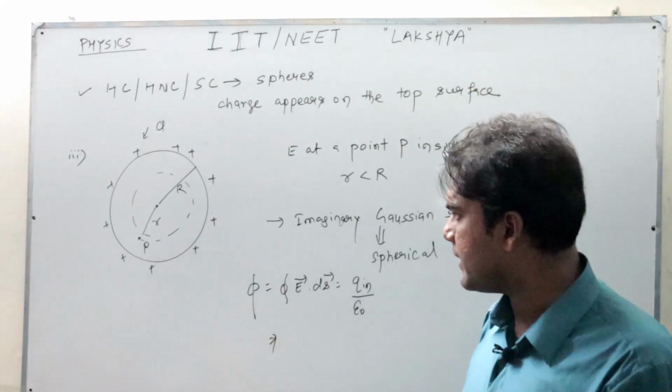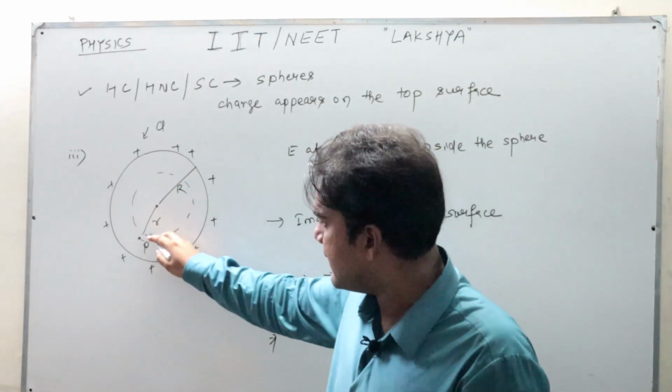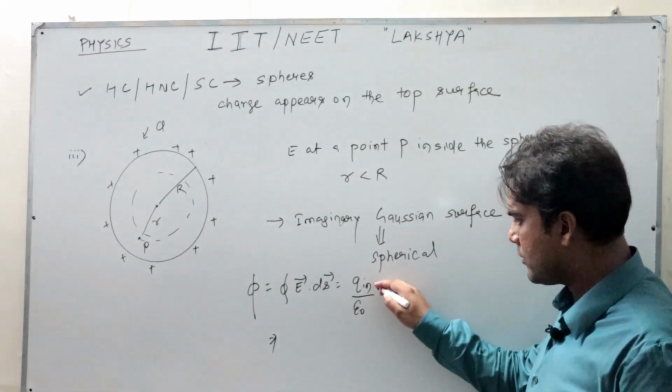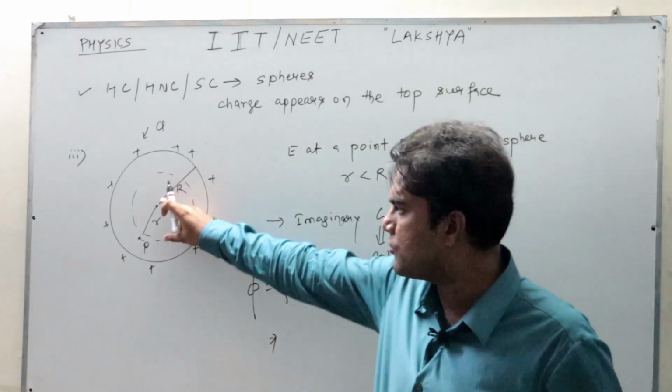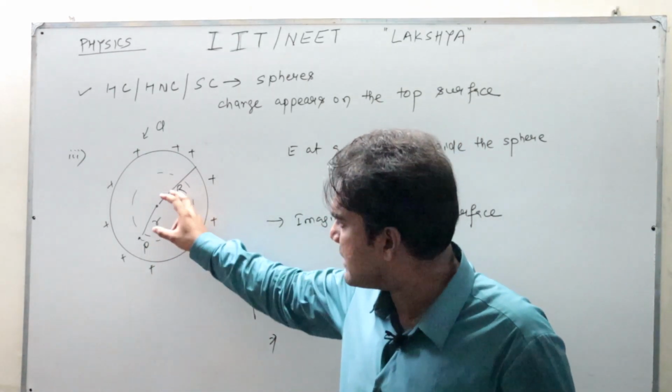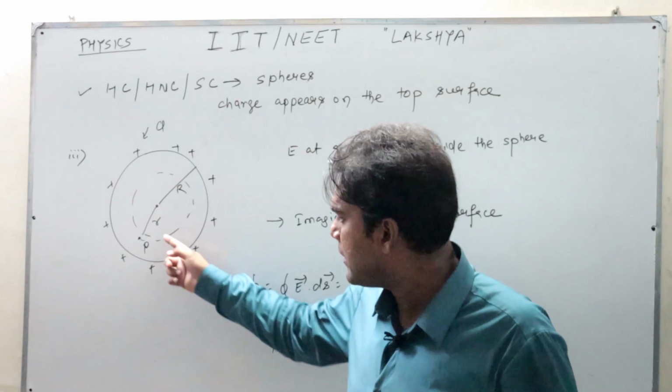Now tell me one thing. Inside this Gaussian surface, what is the charge? What is q in? Obviously q in is 0 here, because there is no charge contained inside this spherical Gaussian surface.